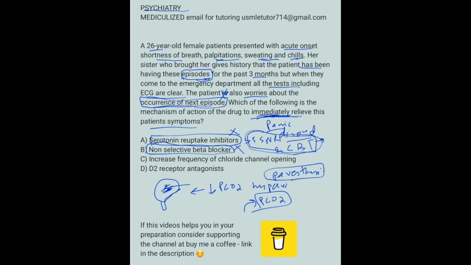Then we have increased frequency of chloride channel opening. So remember, this is the one that is going to be the benzodiazepine. So this one is the right answer. These two are wrong. And then we have the last one, which is the D2 receptor antagonist. These are antipsychotics, used for schizophrenia, but here they have no value. So just remember, for immediate symptoms, benzodiazepine; for long term, for maintenance, SSRIs, SNRIs, and cognitive behavioral therapy.